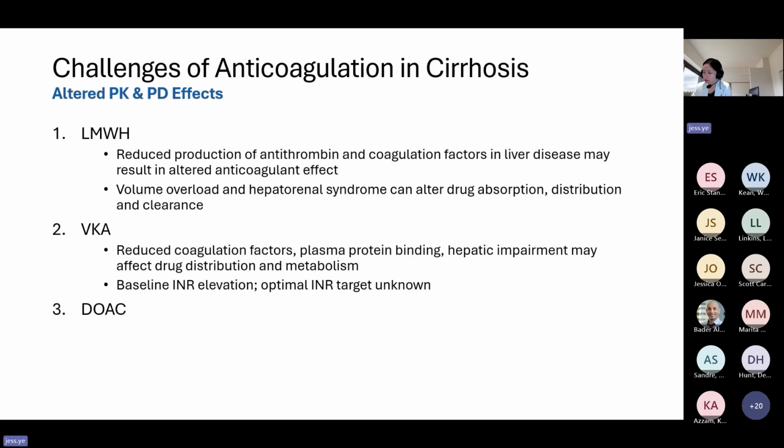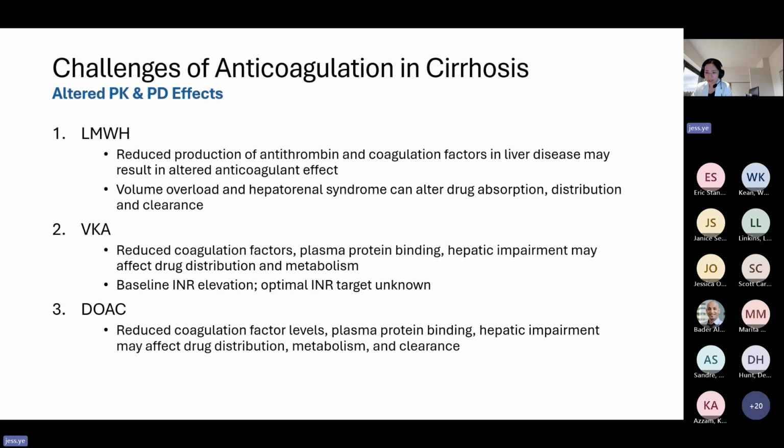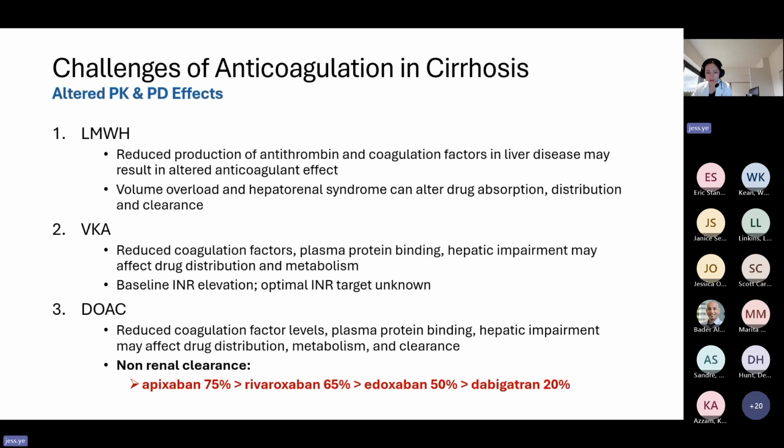Last but not least, DOACs are becoming the preferred anticoagulant in this patient population because of many advantages and its convenience of use. But it's also affected and can have altered pharmacokinetic and pharmacodynamic effects in this patient population. All of the DOACs undergo some hepatic metabolism. Apixaban is actually the most hepatically metabolized DOAC, followed by rivaroxaban, and the least is dabigatran.